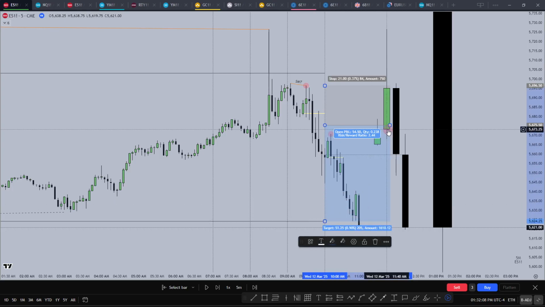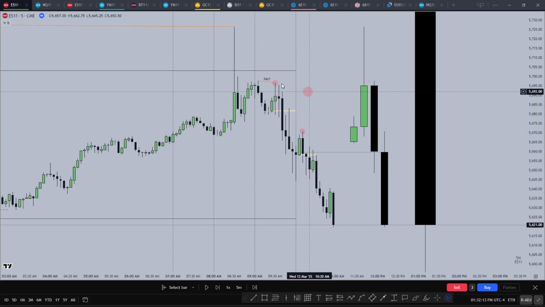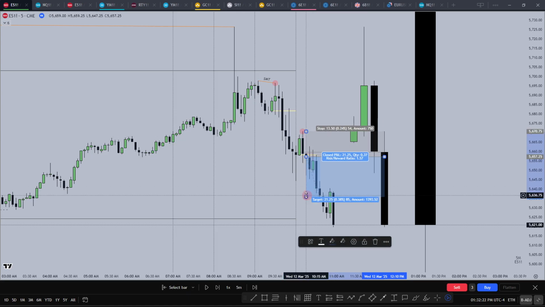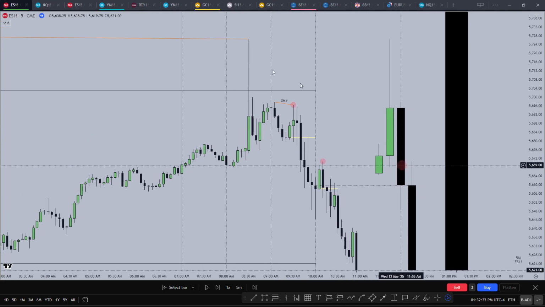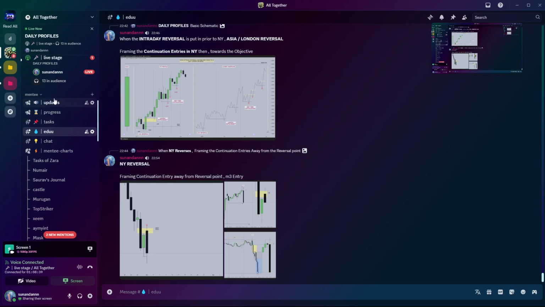This here, okay, and then this marked here, and then this 10 a.m. OHLC entry, another continuation entry towards the objective. I would have used a market order there, both more than 2 hours. So you would have added and made it a 5-hour trade. Two simple entries, right? Relevant level hit, framing continuations away from it, 3-minute or 5-minute. Simple, right? So now New York reversal would be clear.